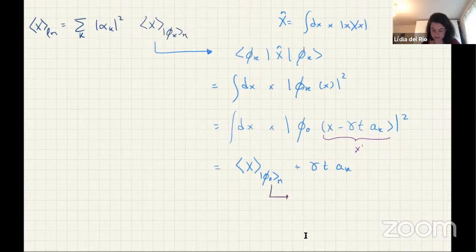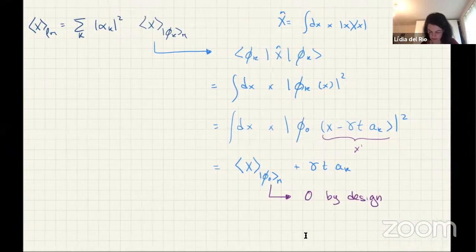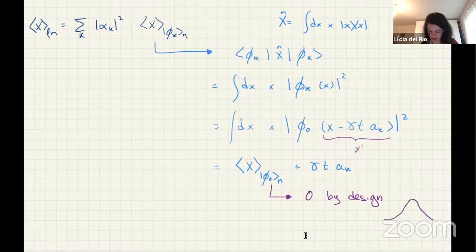Now, this is the state that we chose initially, right? So we could have chosen any state of the pointer, and unless we're feeling particularly masochistic, we'll choose some nice state centered around 0 to make our life easier later on, right? So this can be 0 by design. For example, the original state could have been just a Gaussian centered around 0. Okay, that's a very beautiful Gaussian there.